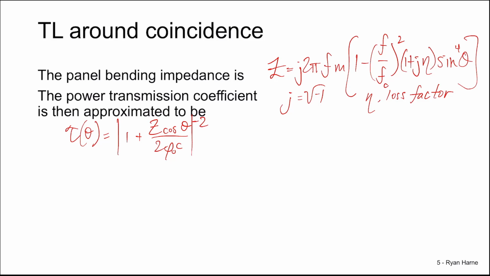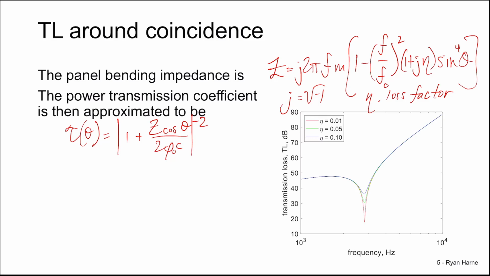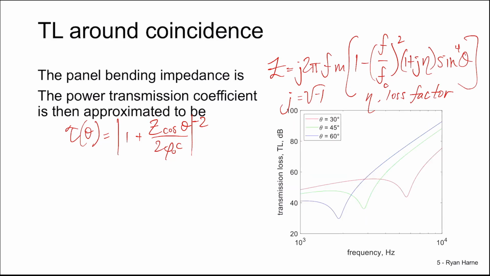Knowing the power transmission coefficient, we can then find the transmission loss. Here's one example for a variety of loss factors eta, from 0.01 in the red curve to 0.05 in green, and finally to 0.1 in blue. We find that as damping increases, the coincidence phenomena reduces in magnitude.